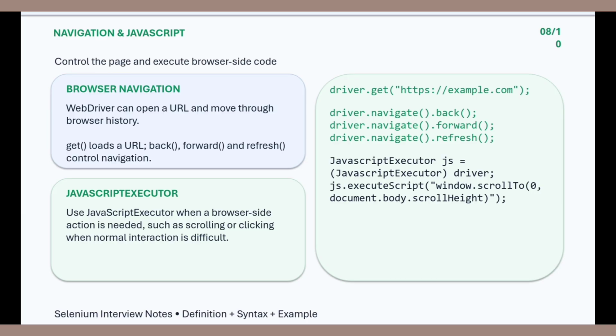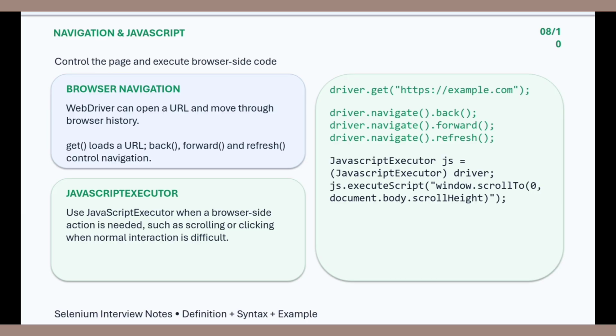Now sometimes normal Selenium commands don't work easily for a particular browser-side action. That's when JavaScriptExecutor can be useful. For example, we can execute JavaScript to scroll down a page or perform certain actions when normal interaction becomes difficult. We create a JavaScriptExecutor object and use executeScript to run the JavaScript code. So, navigation handles browser movement, while JavaScriptExecutor gives us additional control over the page.